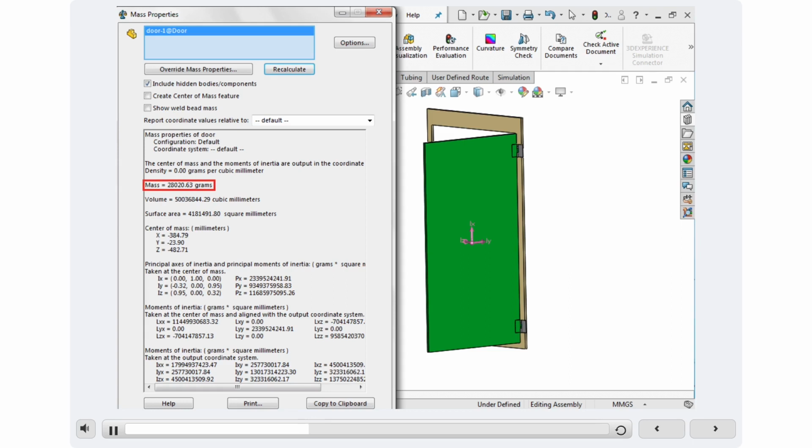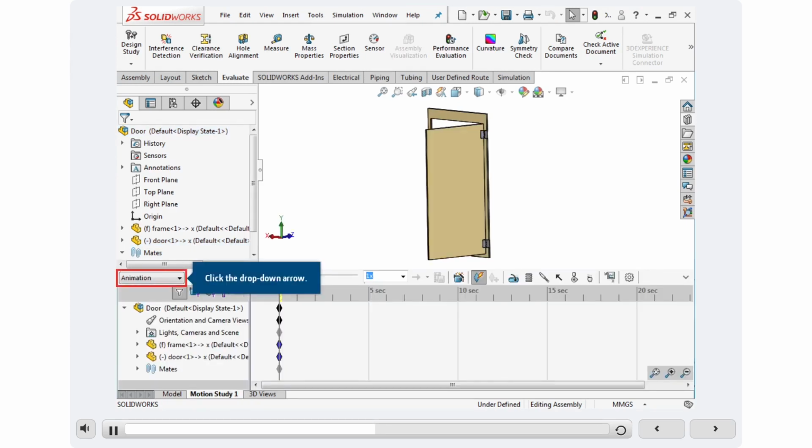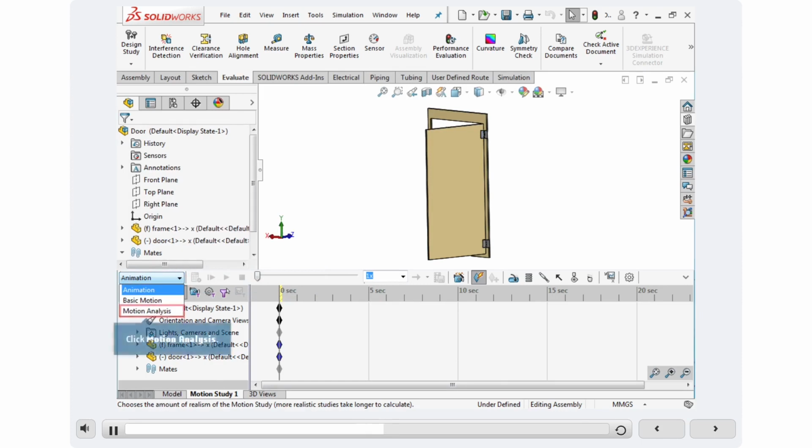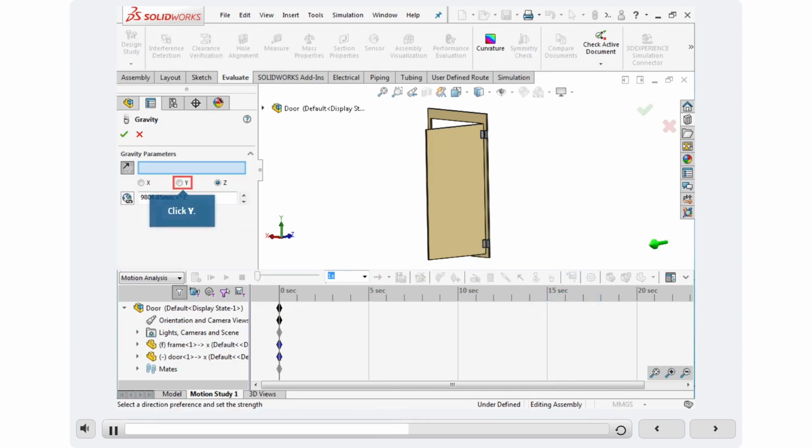The mass of the door is approximately 28,000 grams, so the vertical force of the door is 274.8 newtons, assuming gravity of 9.8 meters per second squared. Click Close. Let's create a motion study. Click the Motion Study 1 tab. From the Type of Study list, select Motion Analysis. Click Gravity. Add gravity in the negative y direction. Click OK.